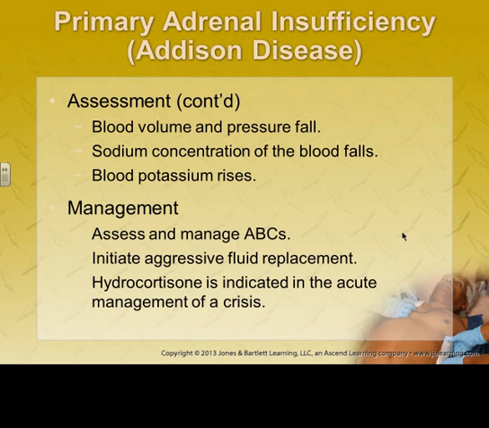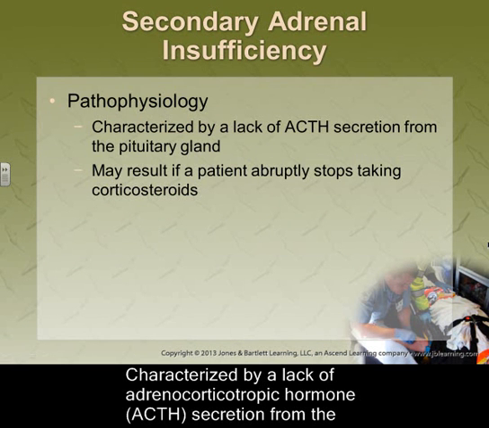Now, are we going to identify this in the field? They probably know that they've got some type of endocrine disorder, right? They're going to need aggressive fluid replacement because they've lost a lot of fluids, and then they'll have to get hydrocortisone in acute management, but it'll be at the hospital.